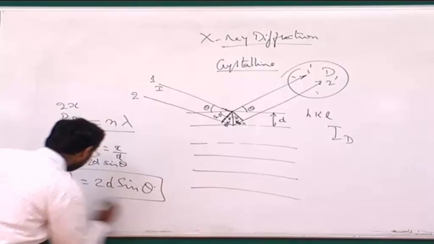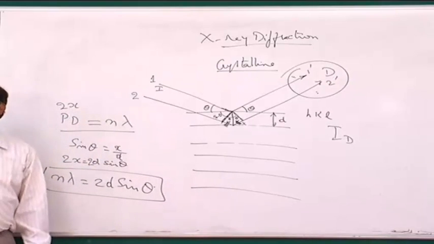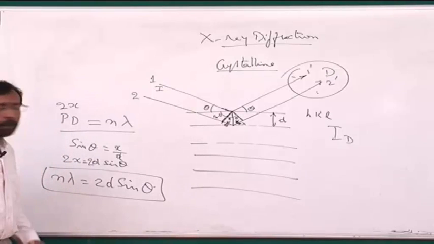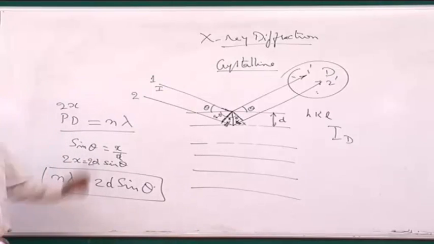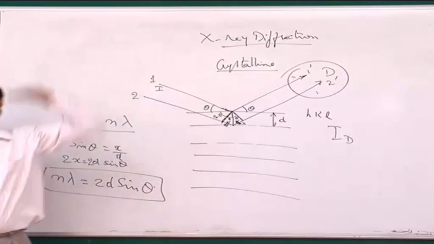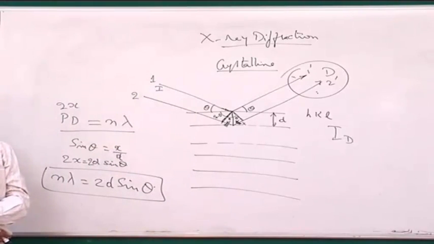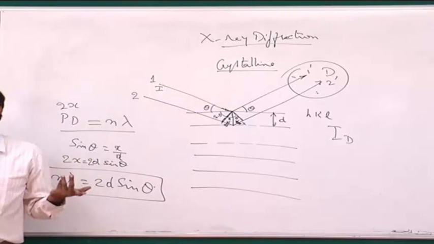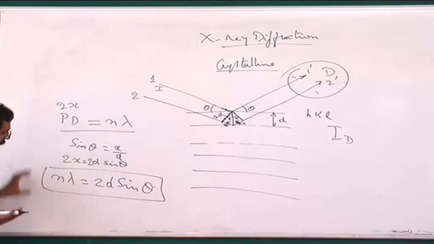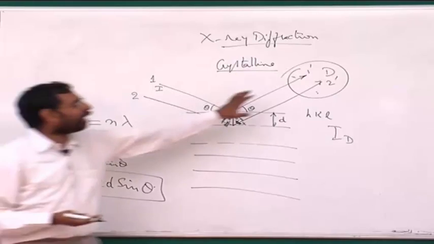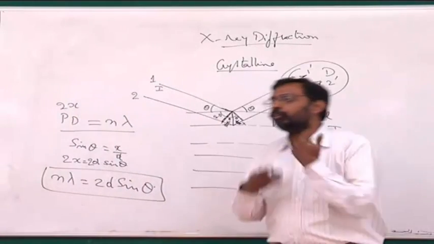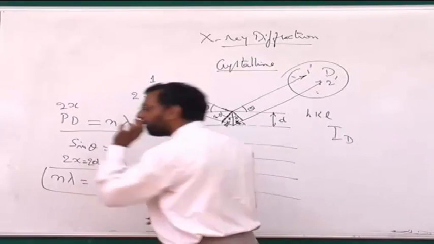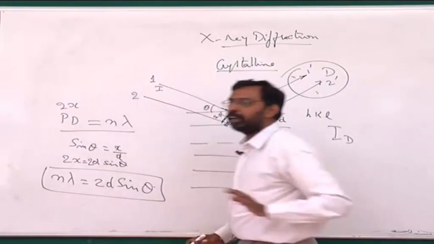This is what people call Bragg's law, the condition for the diffraction to take place. What do I mean by diffraction? The condition for the diffracted beam to have some intensity. Otherwise diffraction might be taking place, but the diffracted beam does not have any intensity. If this condition is not satisfied, you will not see the diffracted beam. So if you want to see the diffracted beam, this condition has to be satisfied.